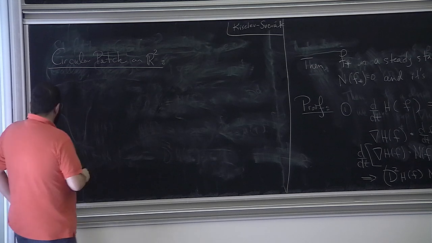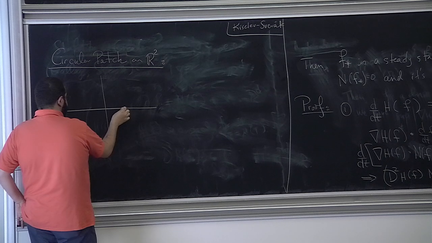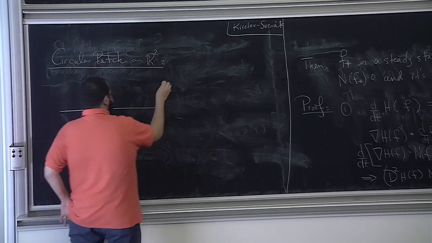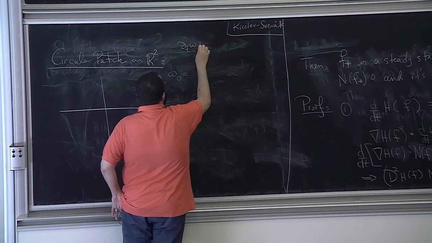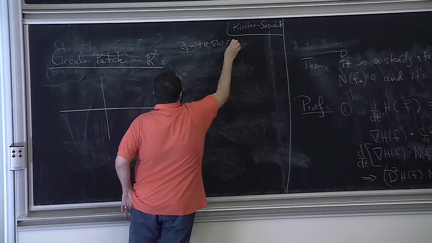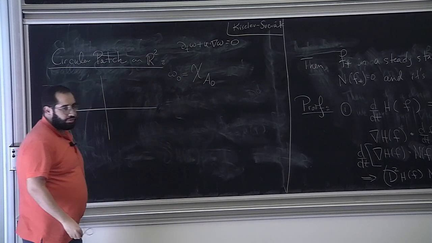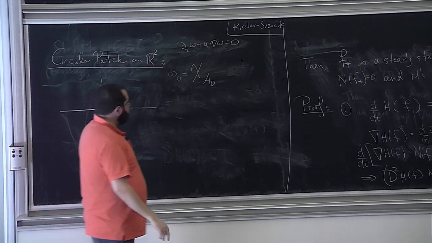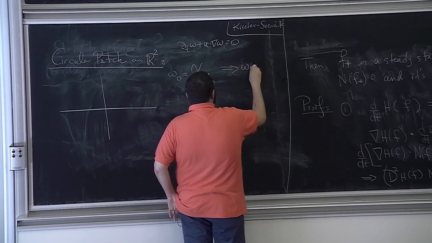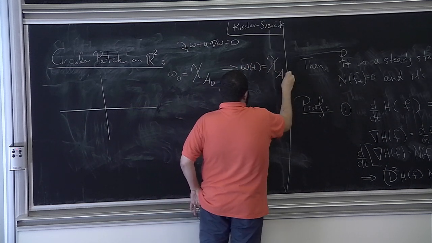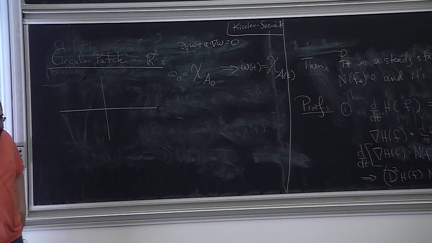Okay, so we consider vortex patches. If the initial vorticity, and vorticity is transported, is the characteristic function of some set, A0, then the solution for all time, by the Yudovich theory, will be the characteristic function of some moving set with the same area, right?